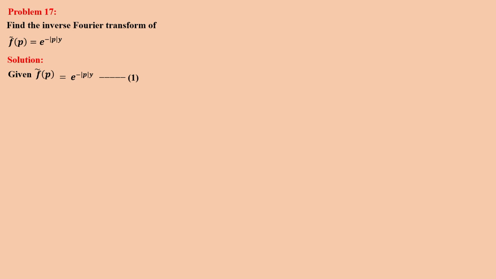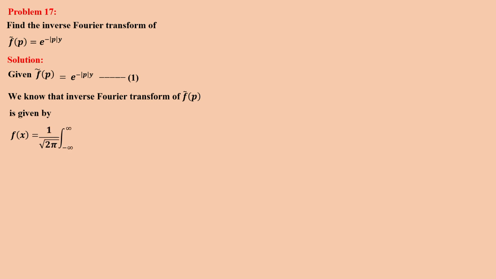We know the inverse Fourier transform of f bar of p is given by f of x, which is equal to 1 by root 2 pi integral minus infinity to plus infinity f bar of p e power i p x dp, that is equation number 2.